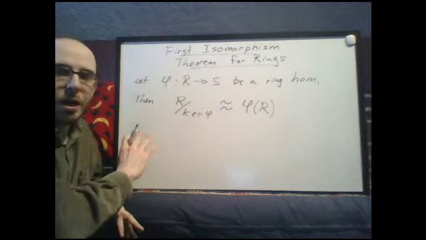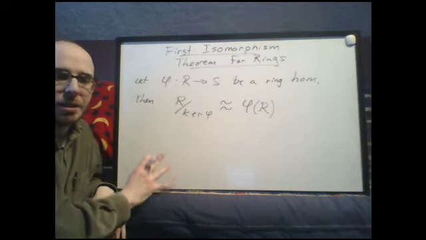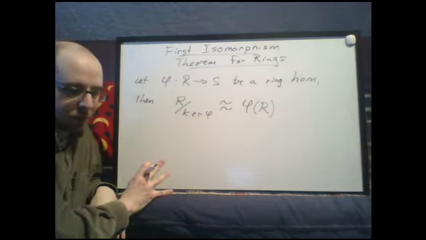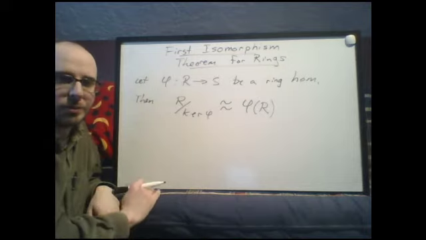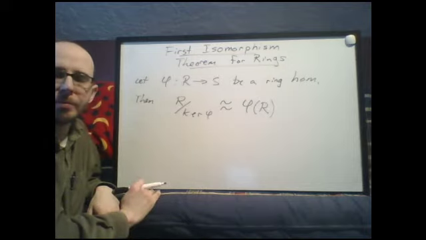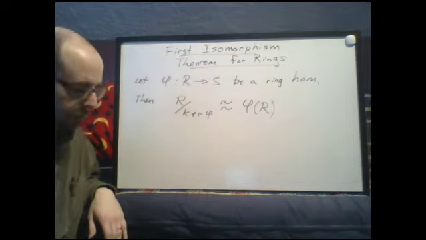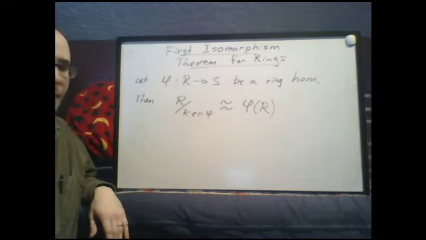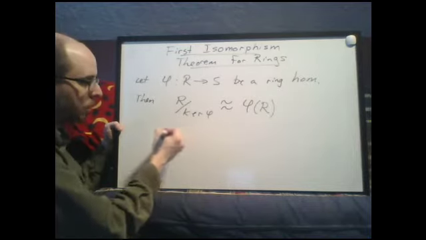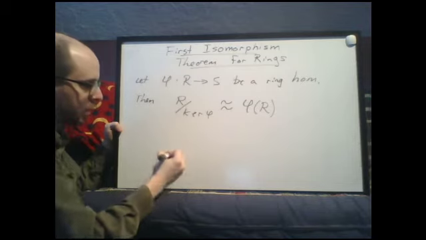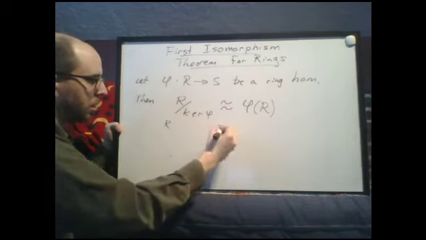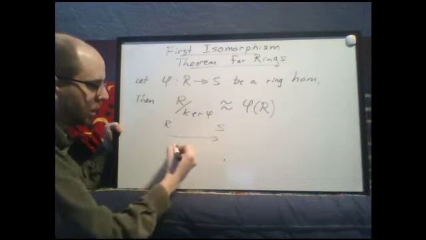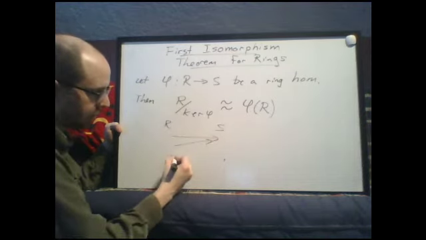Okay, so the idea here is virtually identical to the first isomorphism theorem for groups. I'm not going to prove it here either. I said a little bit for groups, but I'm not going to do anything extra here. But just to remind you of the idea, we've got a function from R to S and we've got a function, I guess I need some more.